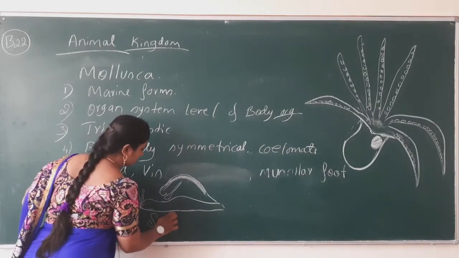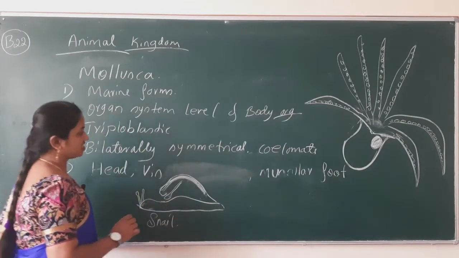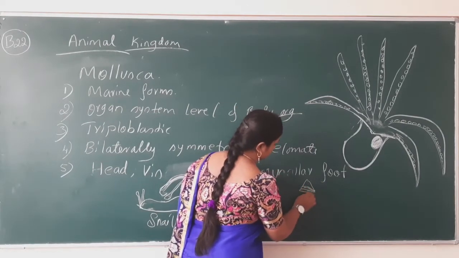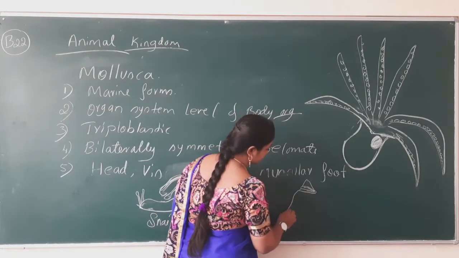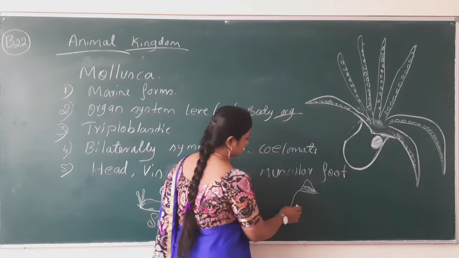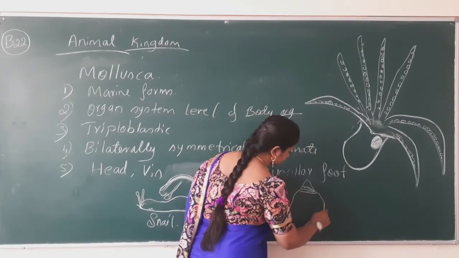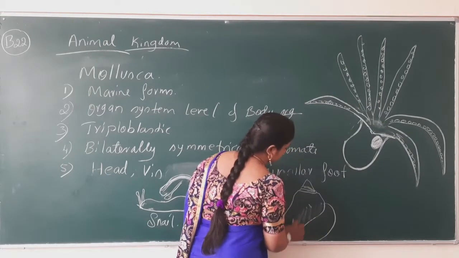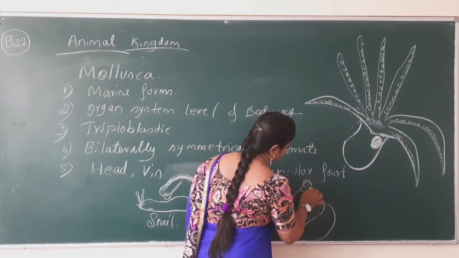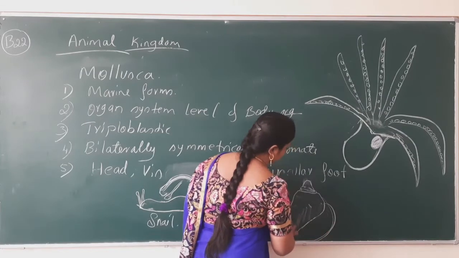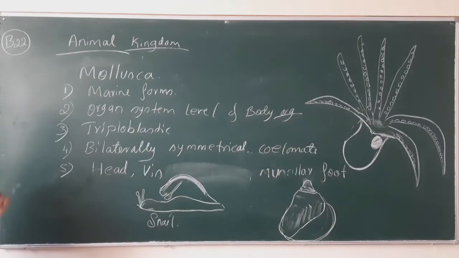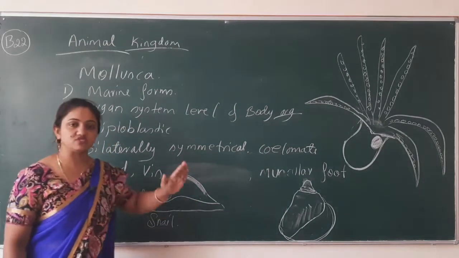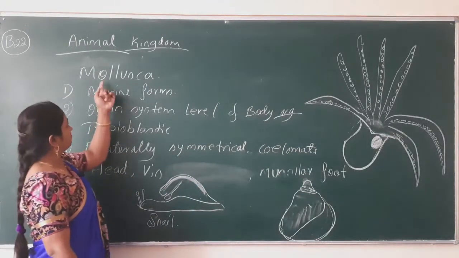One more diagram I want to draw on the board. The name of the diagram is apple snail. In Kannada, they used to say Shankha. All right, so by taking one example, that is this snail, I want to describe the next characters of phylum Mollusca.